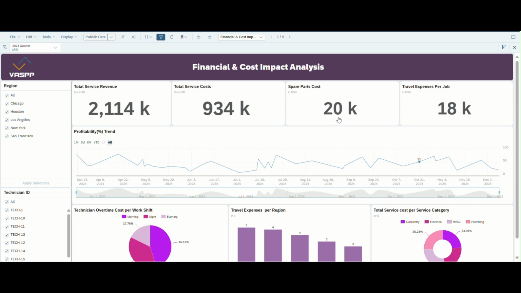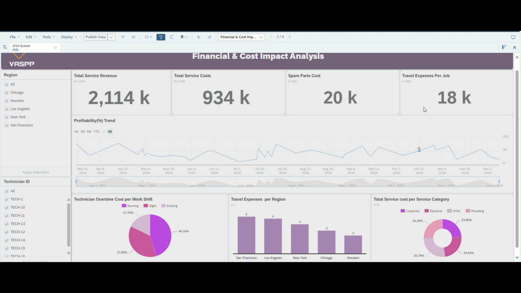Finally, we have the travel expenses per job, clocking in at $18,000. This is a critical number, especially for field services that cover wide geographies. It reflects how much you're spending on technician mobility, routing decisions, and overall logistics efficiency.